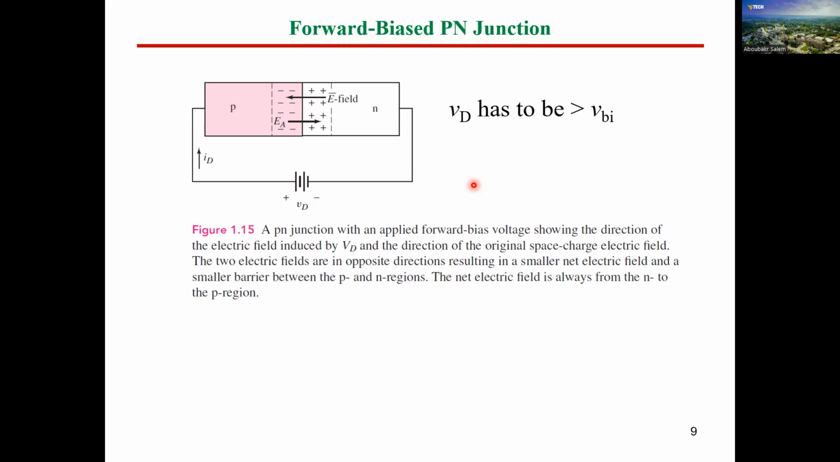So once you apply a voltage greater than the barrier volt, what will happen? The depletion region size will decrease and the current will start flowing in our material.